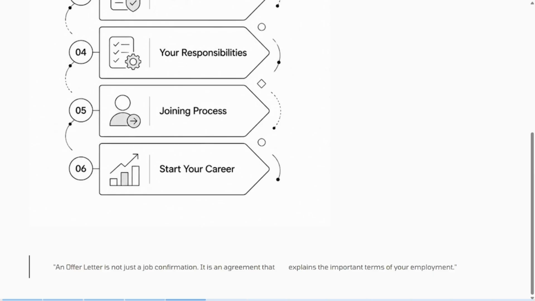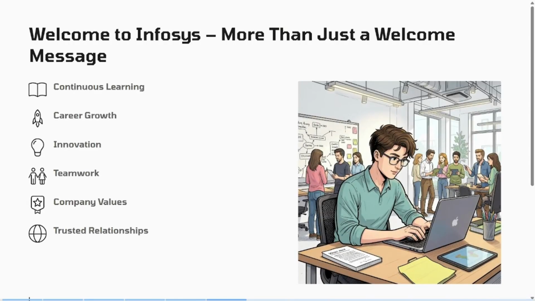So let's look at the next. At first glance, many students skip the main page because they think it's just a welcoming message. But think, this page tells us something important about Infosys as a company.